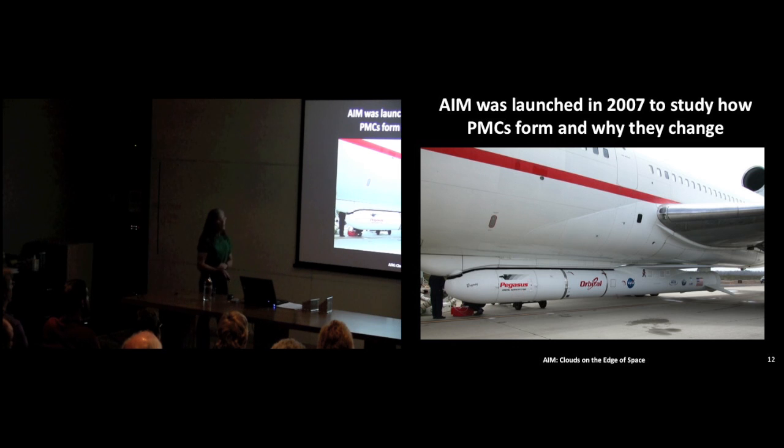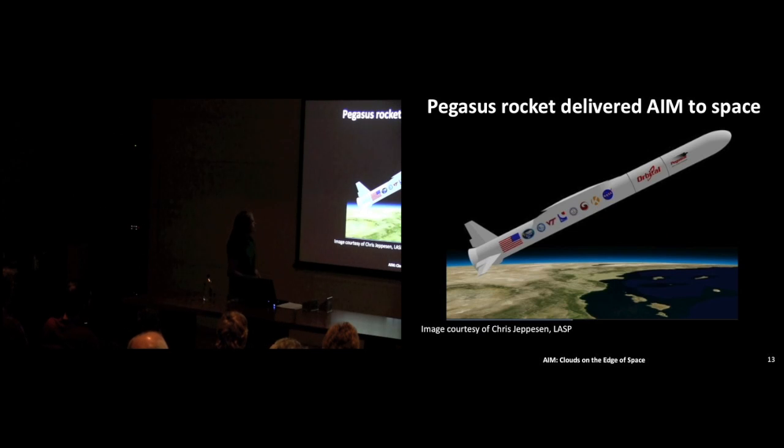So AIM was launched in order to figure out really what are the natural causes of variability in the clouds, and can we ascribe some of the changes that we're seeing to climate change that in fact people are causing. So we were launched in 2007, to study how they form and why they change. We were launched on a Pegasus rocket, which is here. It's on the underbelly of this plane here. What happens is the plane will take off, and when it reaches altitude, it'll drop the rocket, which will ignite and then be launched into space. This is just an artist's rendering of what it might have looked like in space. The satellite is up in the front there.